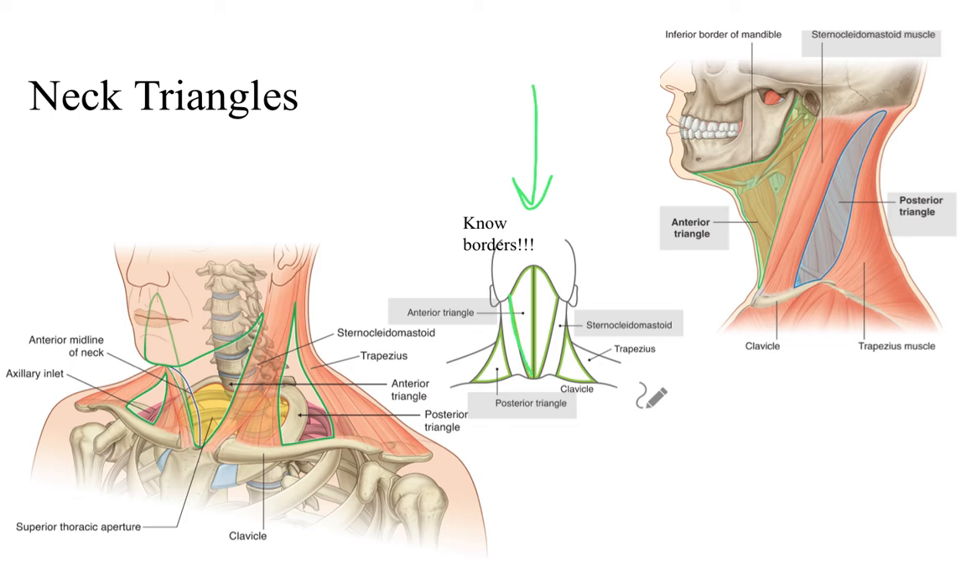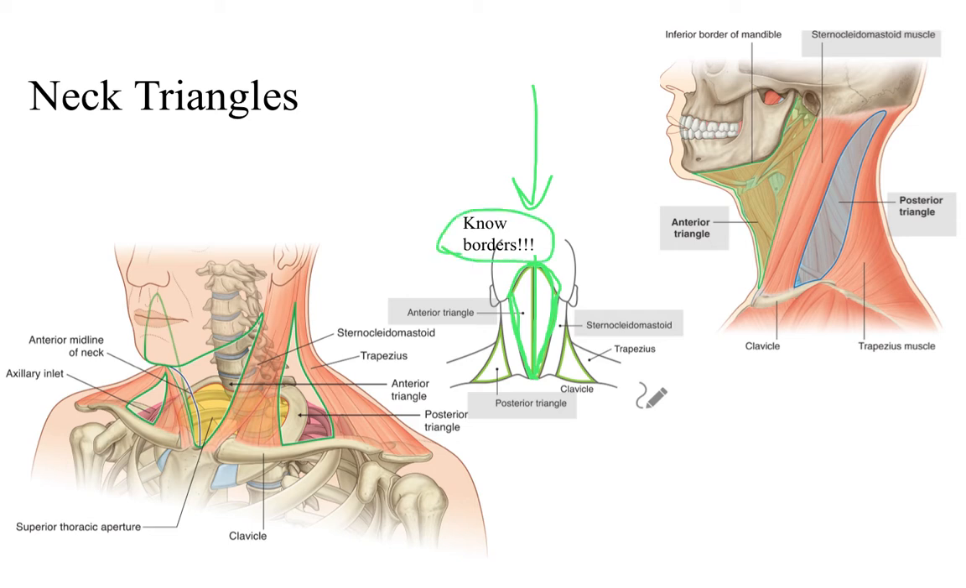You have anterior triangles, and notice there's one on the right side and one on the left side, and they go up around the rim of the mandible and down to the jugular notch of the sternum. Okay, and the lateral borders then would be the sternocleidomastoid muscles. And I have a note here, make sure you know the borders.